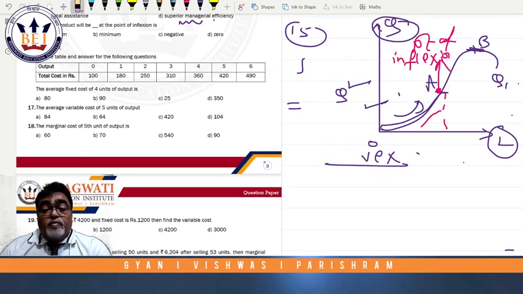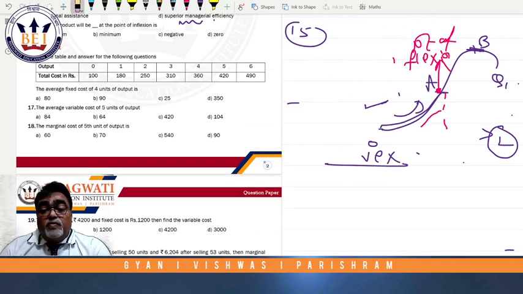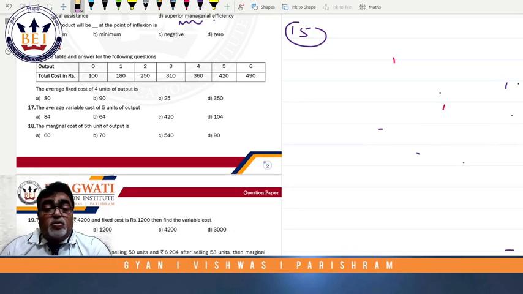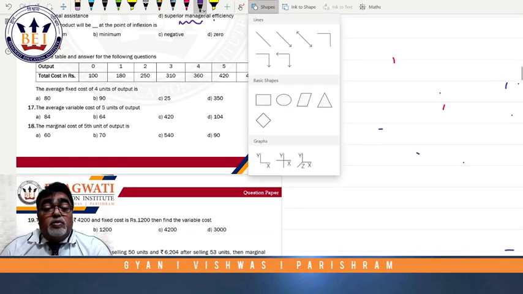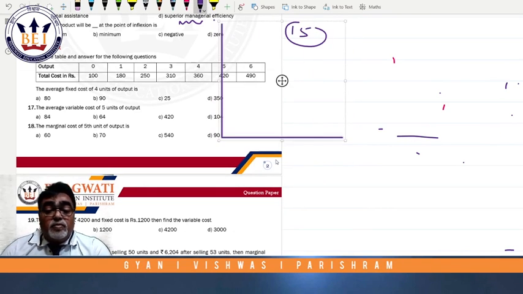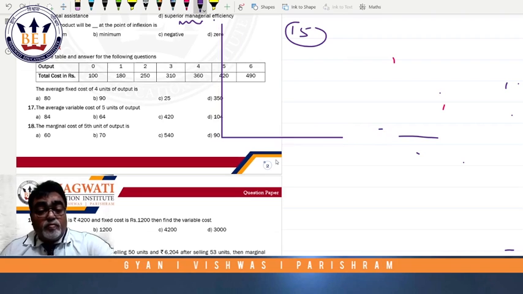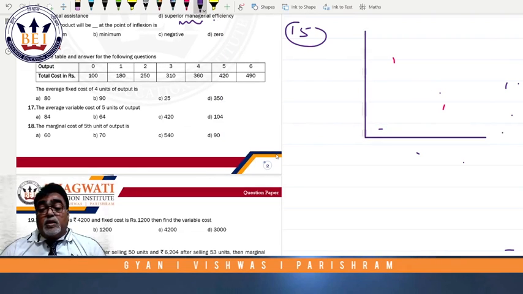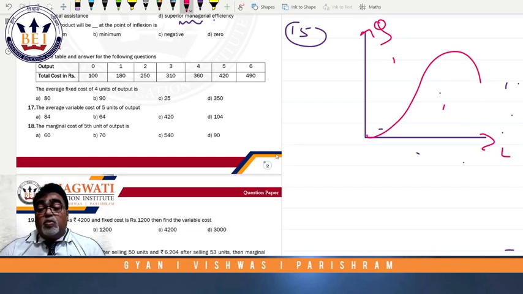Once more, it will be helpful for you. Once more, marginal product is nothing but the rate of change in total product. So it is also nothing but the slope of the total product curve. So before that, for your convenience, I am making the total product curve once more.